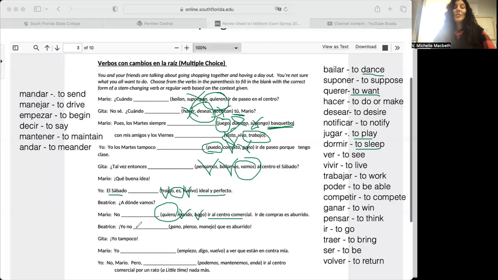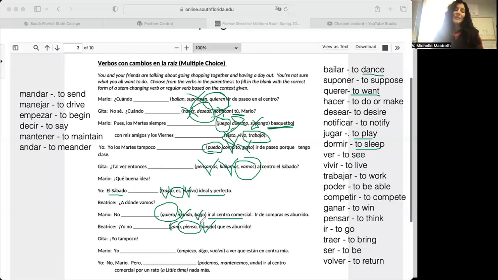Then Beatriz, right? She says, yo no, and then we have three options. We have gano, pienso, manejo, que es aburrido. It's boring, right? So she's saying, I don't have that opinion about it being boring, right? So would we say, I don't win, it's boring? I don't think it's boring, or I don't drive, it's boring. Well, you can't drive a boring and you can't win a boring, but you can think about whether something is boring, right? Okay. So then Gita says, yo tampoco.